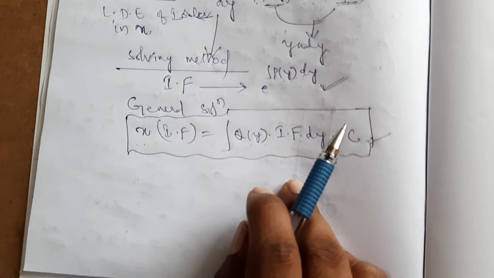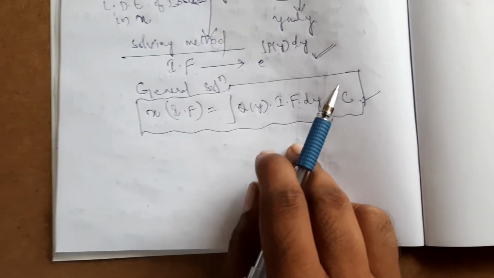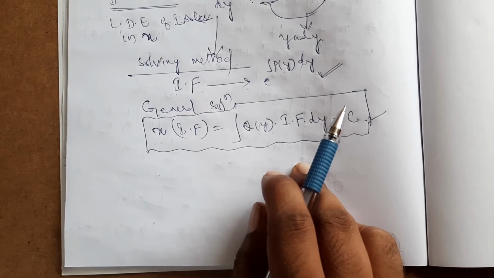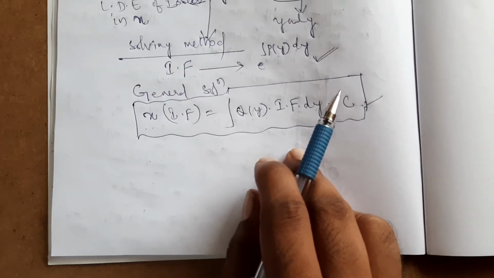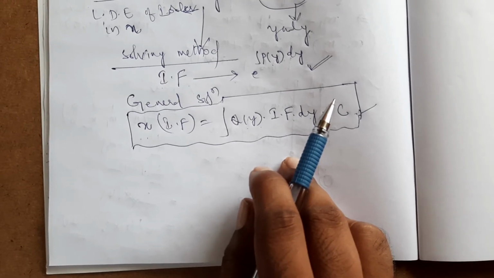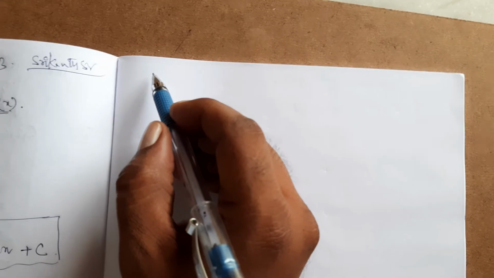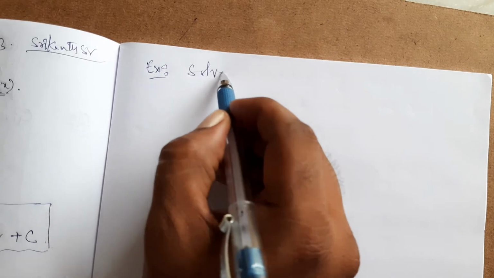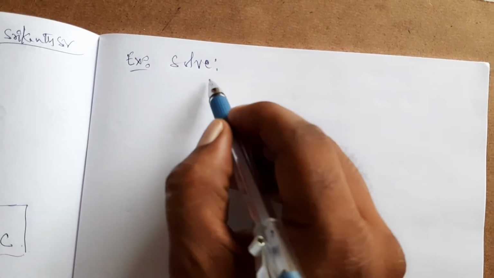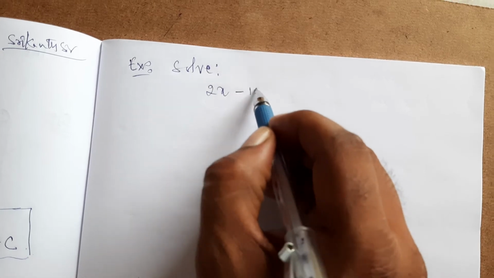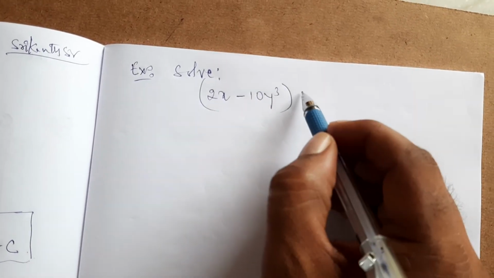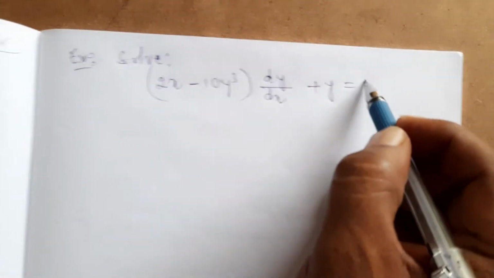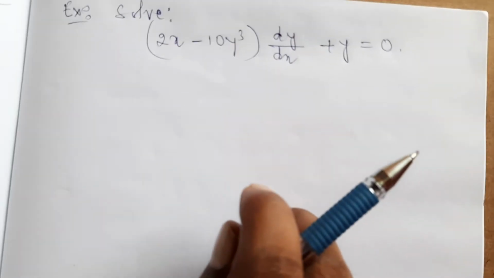One example I will give. Solve the differential equation. They gave 2x minus 10y cube into dy by dx plus y is equal to 0. This is the equation they gave.